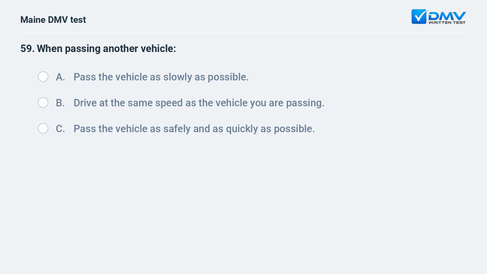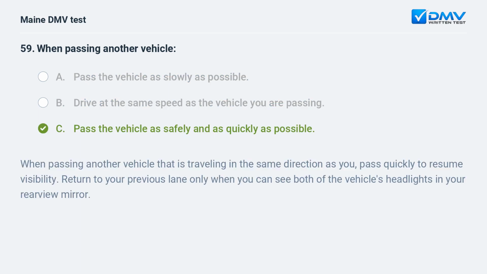When passing another vehicle, A. Pass the vehicle as slowly as possible. B. Drive at the same speed as the vehicle you are passing. C. Pass the vehicle as safely and as quickly as possible. C. Pass the vehicle as safely and as quickly as possible. When passing another vehicle that is traveling in the same direction as you, pass quickly to resume visibility. Return to your previous lane only when you can see both of the vehicle's headlights in your rearview mirror.